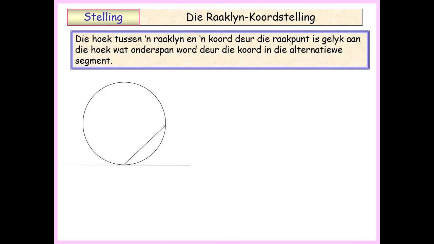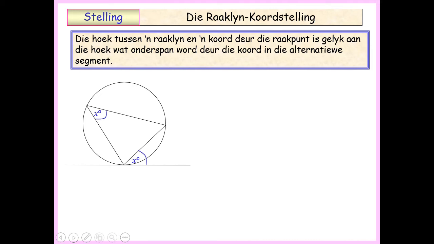From one point on the circle circumference to another point on the circle circumference. And do you see that tangent? Then we have a statement, a theorem, that says those two angles will be equal to one another.